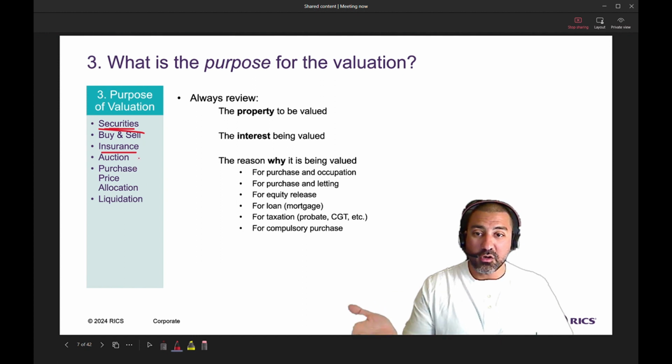Same thing with auctions. Auctions could be forced liquidation or orderly liquidation.